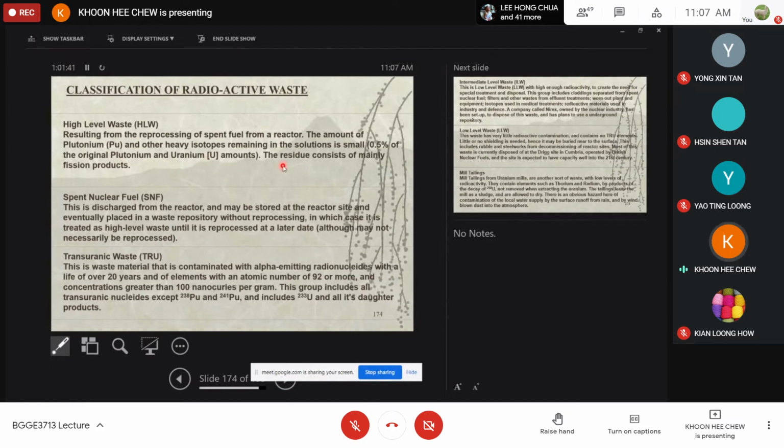Okay, and the residue consists mainly of fission products. So this is high level waste directly from the nuclear reactor. And then spent nuclear fuel, the used nuclear fuel, this is discharged from the reactor.